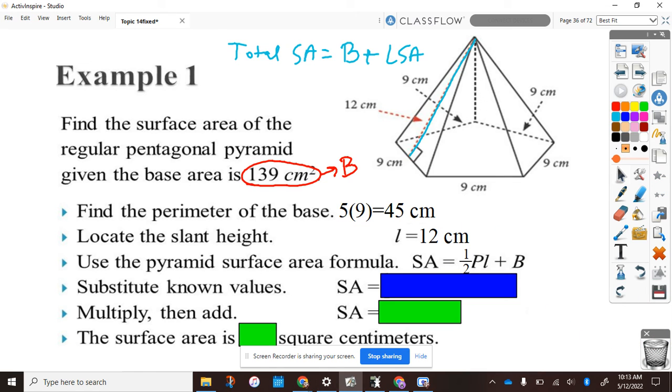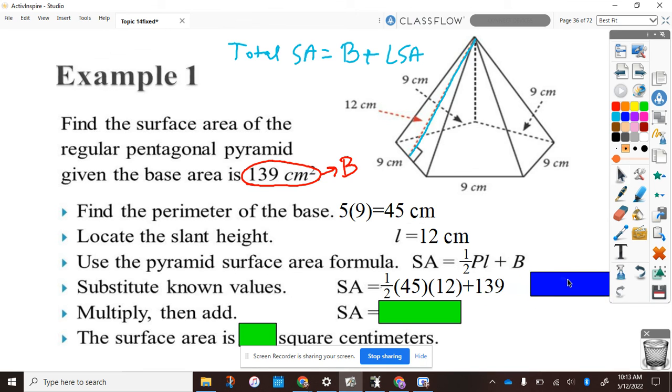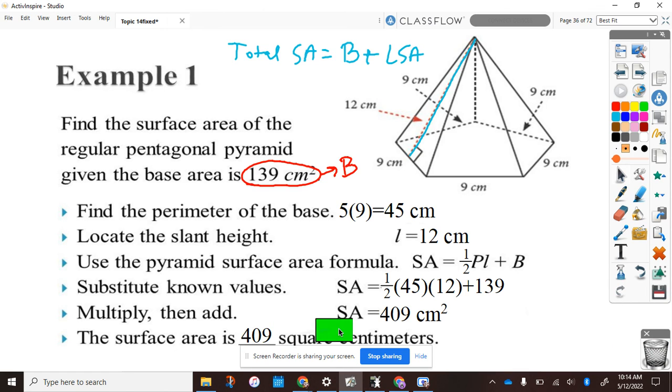So when we plug this in, we've got our lateral area, 1/2 perimeter times slant height. So that's 1/2 of 45 times 12, plus the area of the base, which is 139. We just plug in this stuff into the calculator, simplify it all down if you'd like to. It ends up as 409. So our total surface area, including the base, is 409.